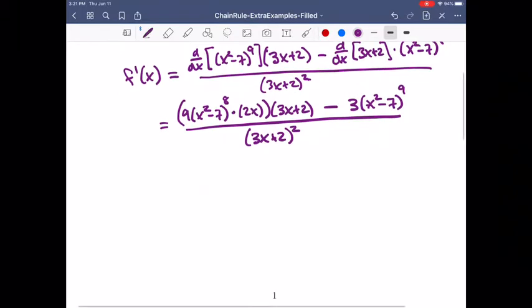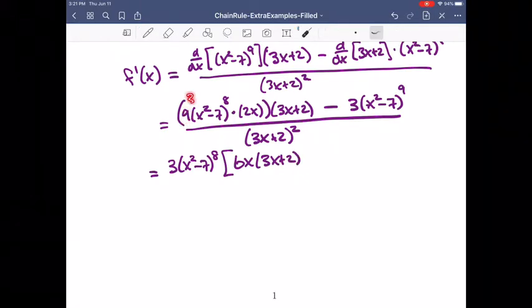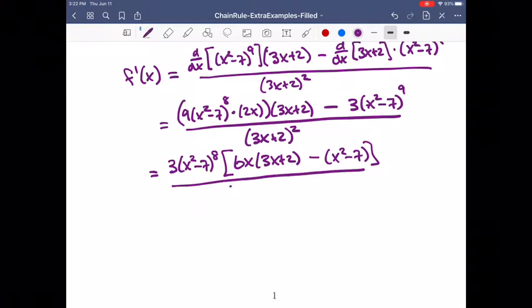Now I can do some simplifying here. I see that I can pull out 3(x squared - 7) to the 8. In the first term, I'm going to be left with 6x times (3x + 2). Why 6? Well, I took a 3 from here, so there's 3 left, and then I have this 2, so 3 times 2 is 6. From the second term, I just have an (x squared - 7), an extra 1. And this is all over (3x + 2) all squared.